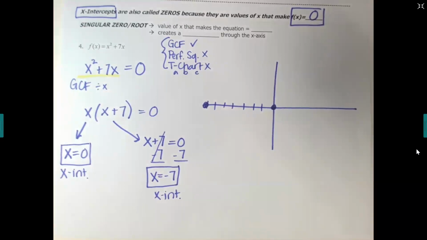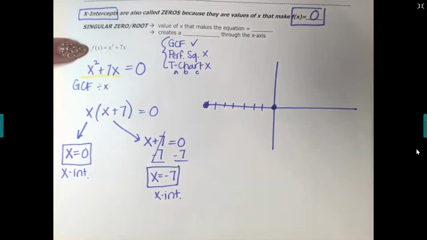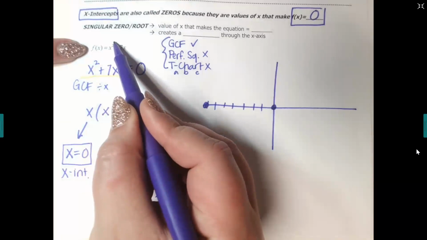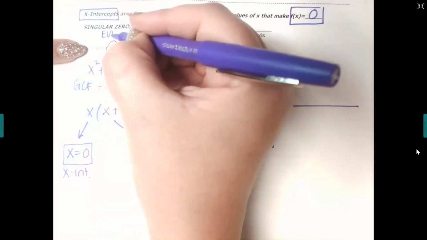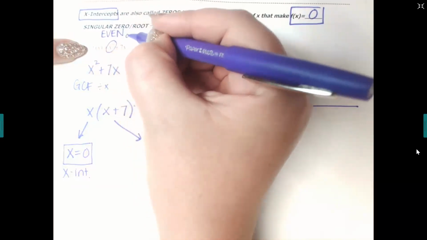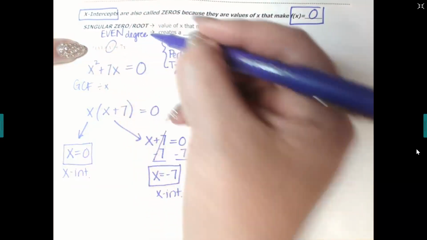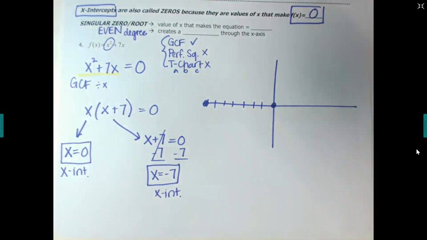Okay, and then furthermore, I can look at the equation and think about if it's even or odd. So if I'm thinking about this equation here, the highest power that I see is x squared. That's an even degree, because it's x squared. And then I would say, oh, well, if it's an even degree, I know my ends need to point the same way.